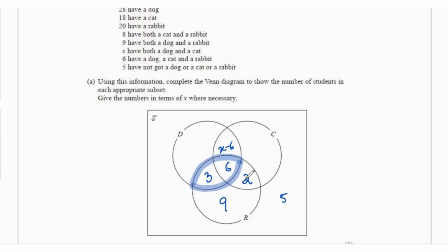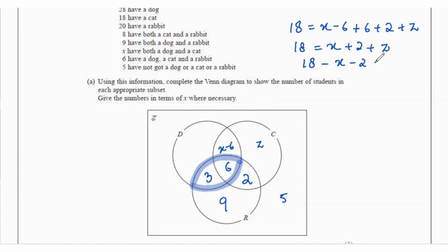Then it says that 18 have a cat. So 18 is this complete set. So 18 equals x minus 6 plus 6 plus 2 plus z, and you need to find what z is equal to. So 18 equals x plus 2 because minus 6 plus 6 is 0. 18 minus x minus 2 equals z, and that's 16 minus x. So this is going to be 16 minus x.